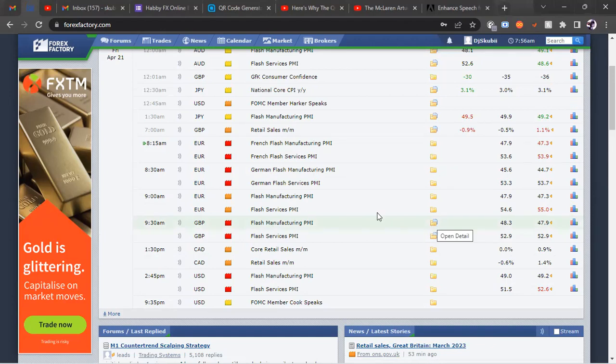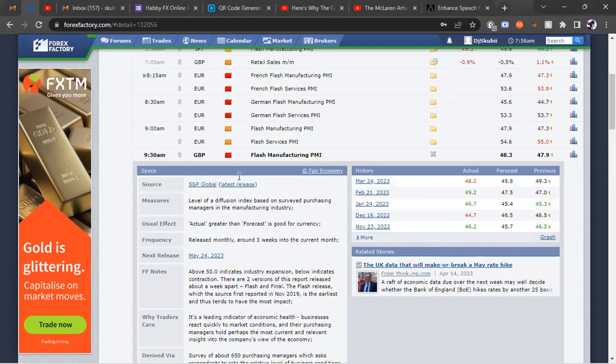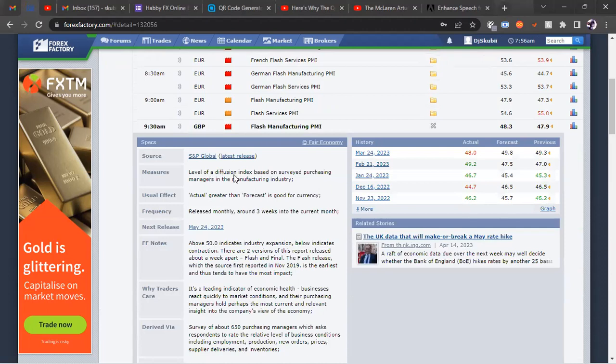Let me see what that was. It measures the level of a diffusion index based on surveyed purchasing managers in the manufacturing industry.